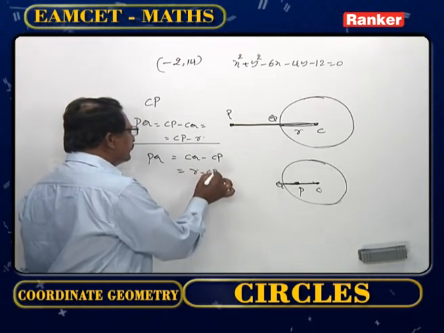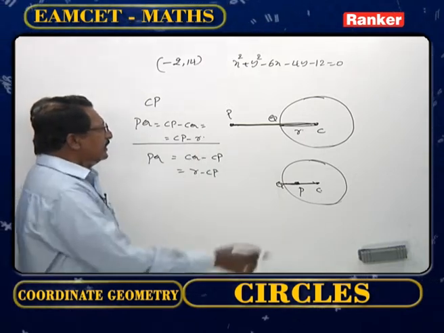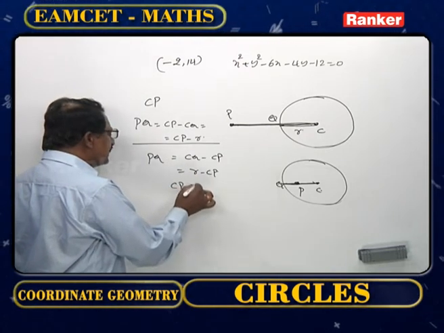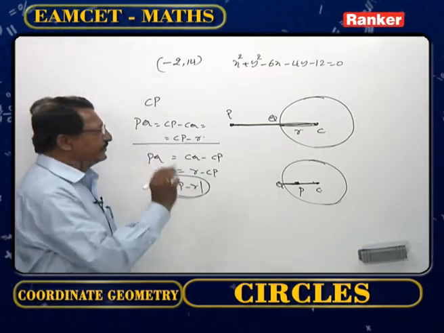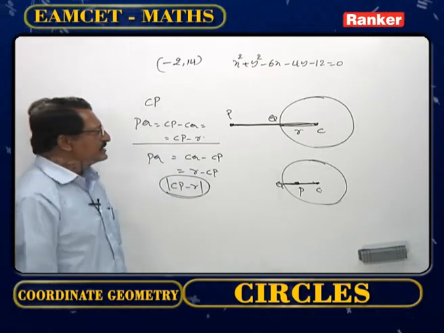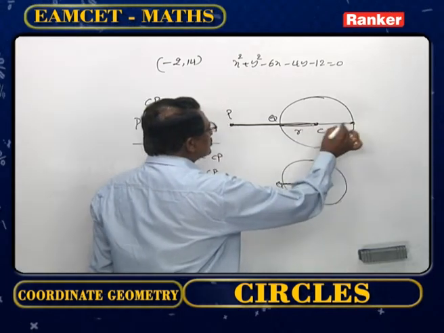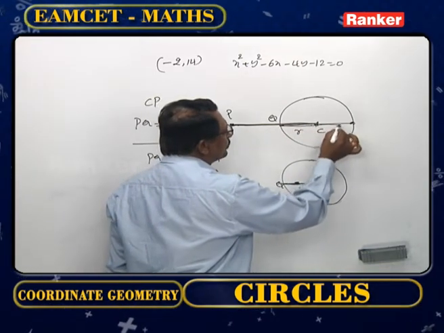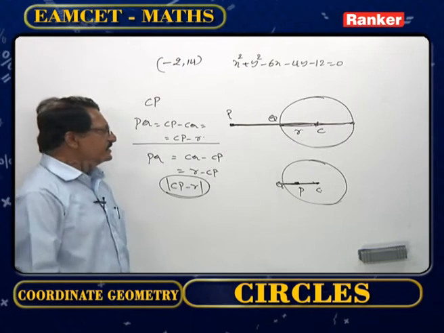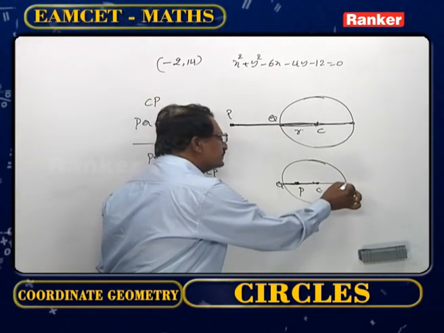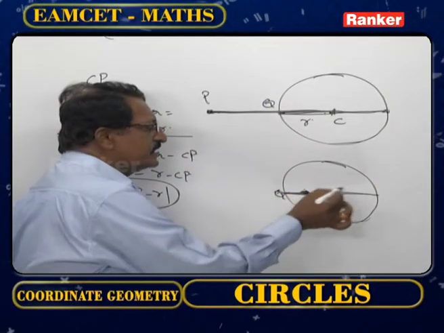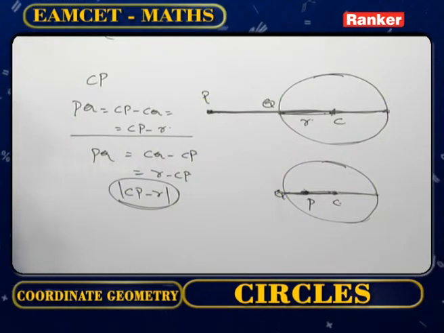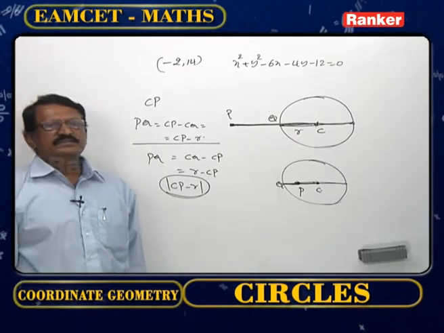Now, the point may be outside the circle or inside the circle. Then the shortest distance equals modulus of CP minus R. Similarly, the greatest distance from P to the circle equals CP plus radius. CP plus R is the greatest distance, and modulus of CP minus R is the shortest distance.